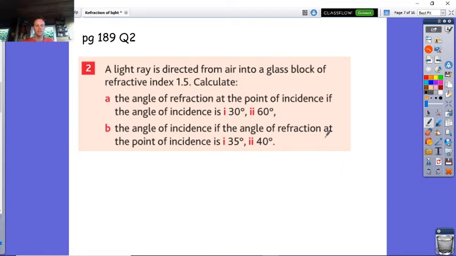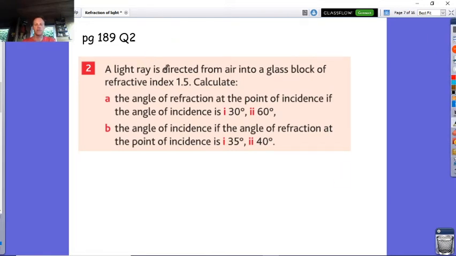So you will find these on page 189, question 2, and eventually I'd like to do all the summary questions on page 189, and show you how to lay them out, because I know you're fantastic at laying these out. I would like you to do it this way. You do n equals sine I divided by sine R, and you show all your working. So in the first one, your refractive index is 1.5, and the angle of incidence is equal to 30 degrees.